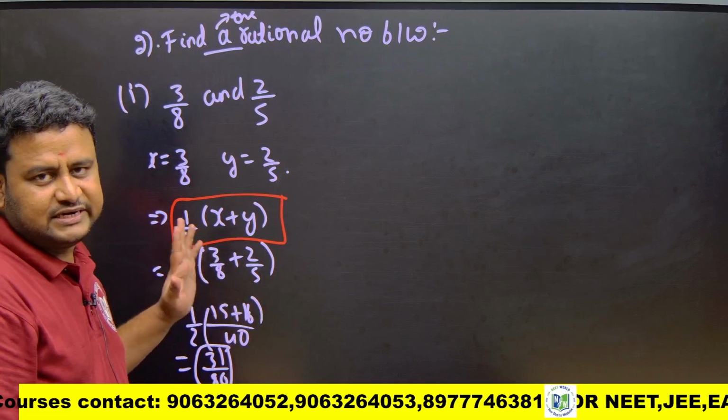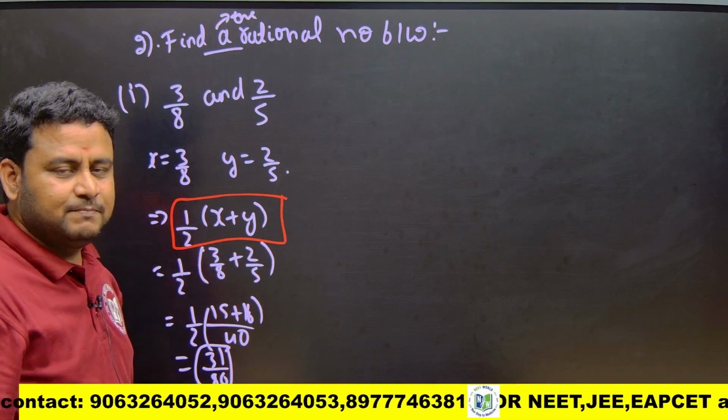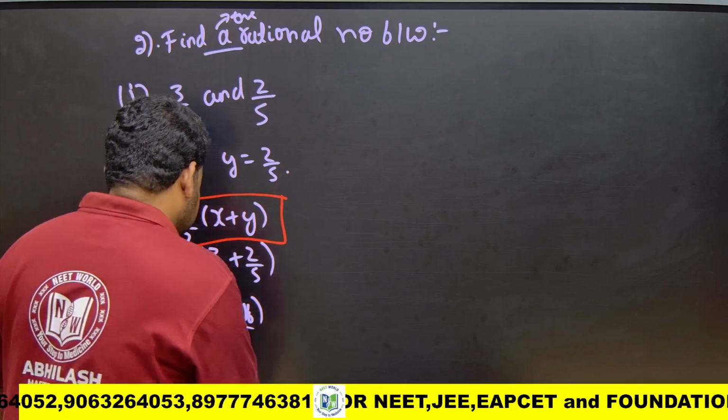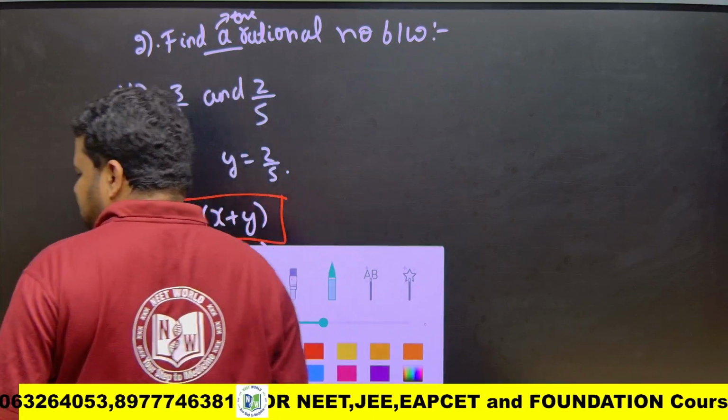What is the value you get? That itself is the single rational number between the given two rational numbers. This is how you have to solve these questions. Clear? Let us move to the next question of the same type.